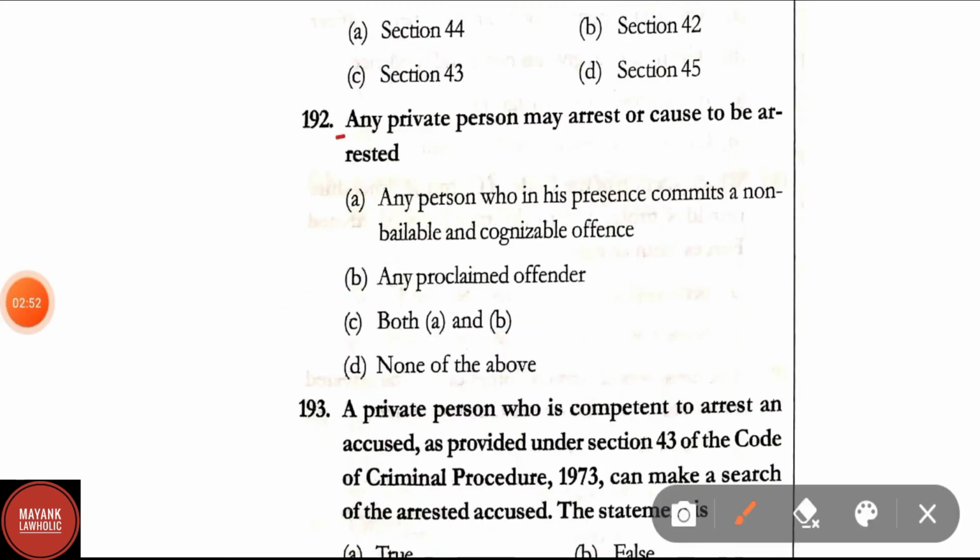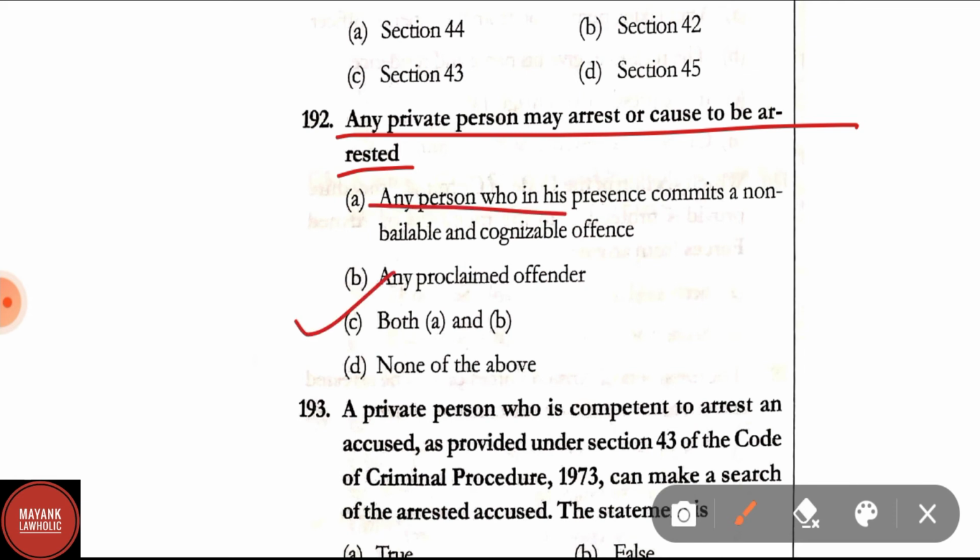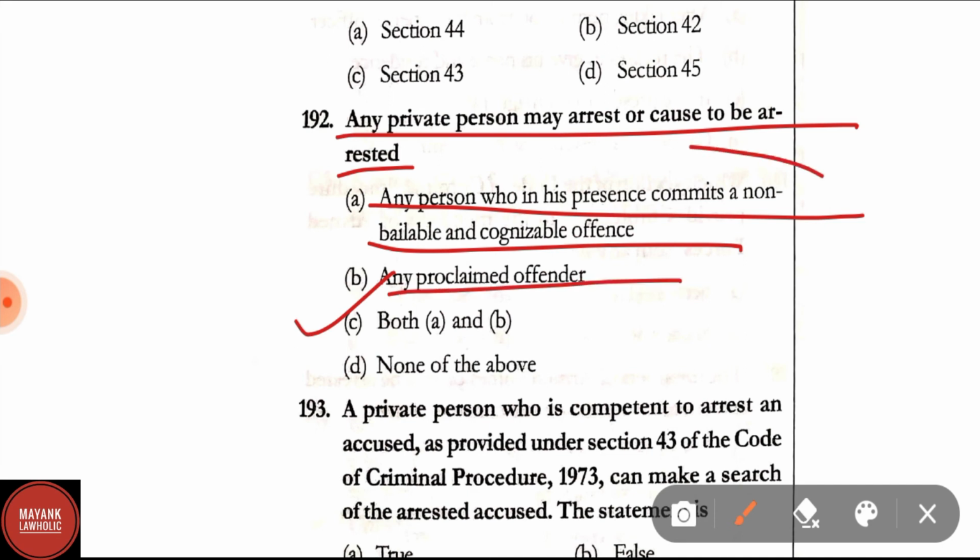Question number 192. Any private person may arrest or cause to be arrested. Option A, any person who in his presence commits a non-bailable and cognizable offence. Option B, any proclaimed offender. Option C, both A and B, and option D, none of the above. Here correct answer is option C, that is both A and B. Any person who in his presence commits a non-bailable and cognizable offence, any proclaimed offender.